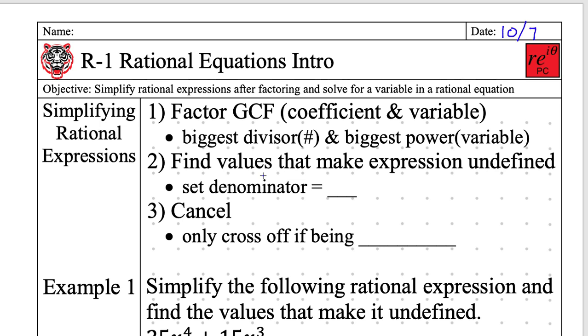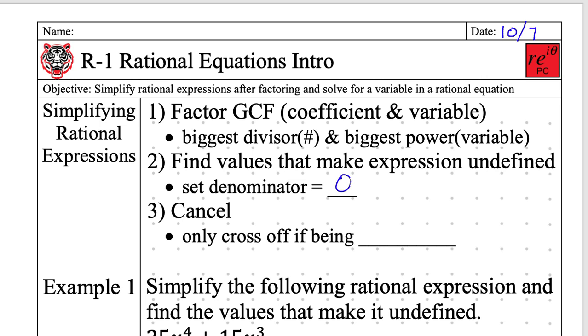That means I'm setting the denominator equal to what with a quiet raised hand, James? 0 is indeed correct. You can give yourself 50 XP. So if you set the denominator equal to 0, you are finding the values that will make that whole expression undefined. And then finally, you will cancel.